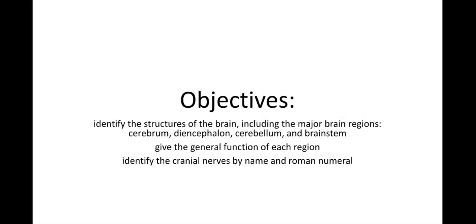So your objectives are going to be to identify the structures in the brain, including the major brain regions like the cerebrum, the diencephalon, the cerebellum, and the brainstem. You're going to want to give us the general function of each of those regions of the brain, and then be able to identify cranial nerves by their name and also by their Roman numeral number that they are given.